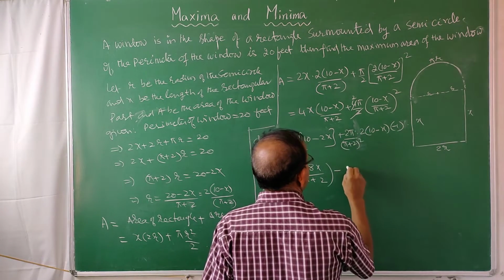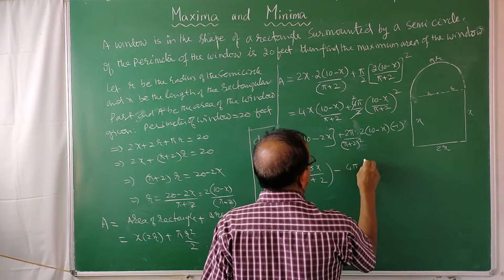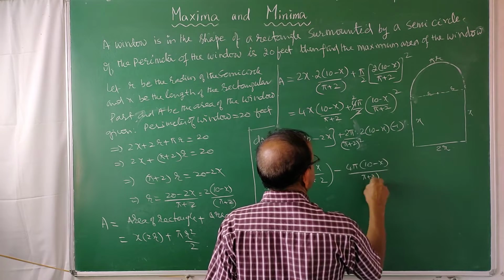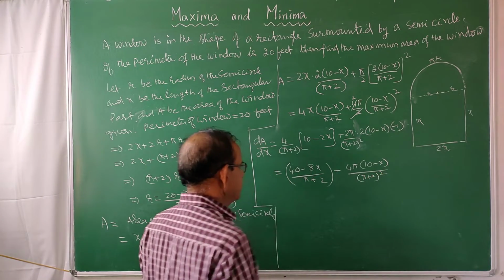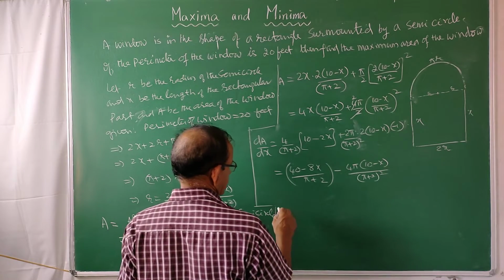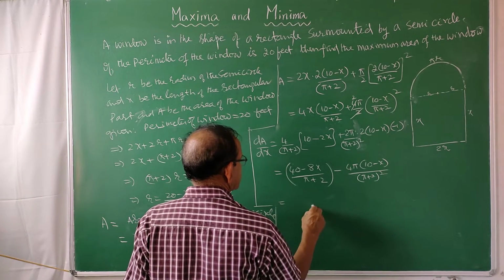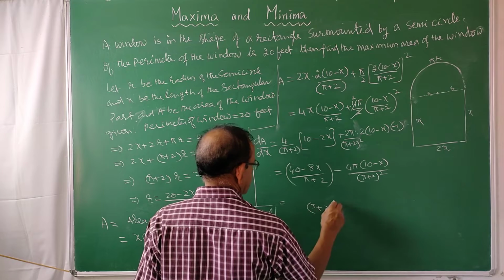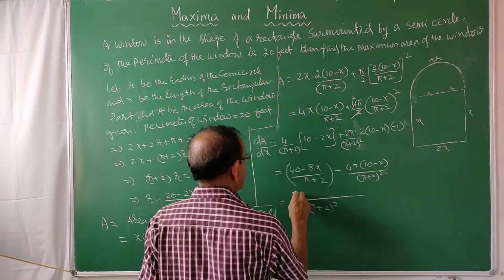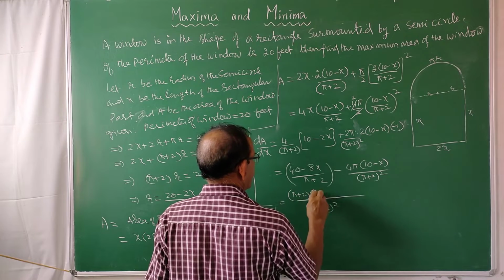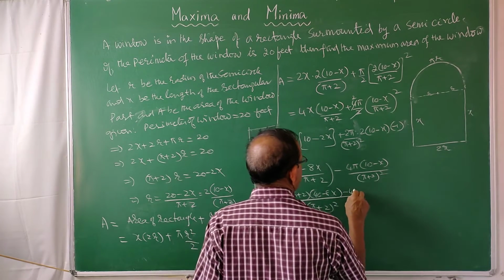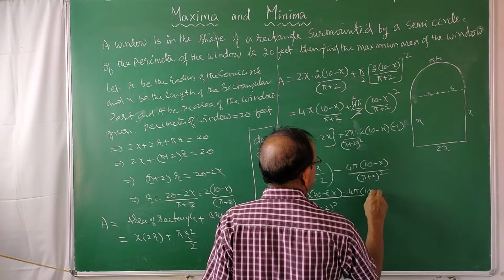4 pi into (10 minus x) by (pi plus 2) whole square. This is the first derivative. And if you take LCM, (pi plus 2) whole square is LCM. (Pi plus 2) into 40 minus 8x minus 4 pi into (10 minus x).